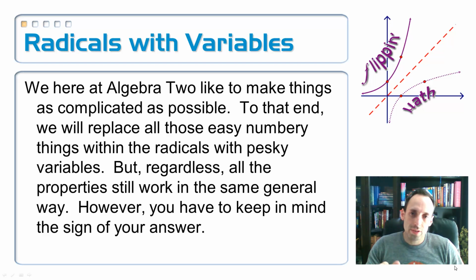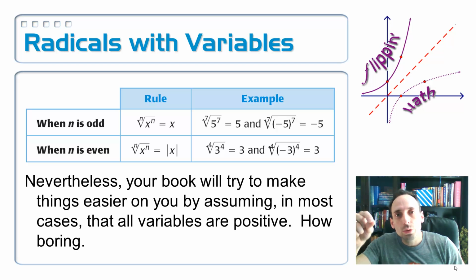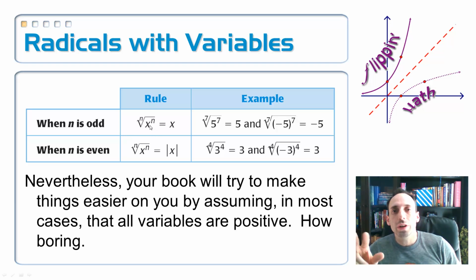Also, you got to keep in mind the sign of your answer. Well, your book simplifies this a little bit because this is what they say. In general, this is the rule, okay? When your nth root is an odd nth root, you don't have to worry about any signs, because whatever sign went in is the same sign that comes out. So the rule is the nth root of x to the n, they're inverses, they cancel each other out, you get x back, okay? So it doesn't matter if it's the 7th root of 5 to the 7th or the 7th root of negative 5 to the 7th, you're just going to get your original input back, because they're inverses.